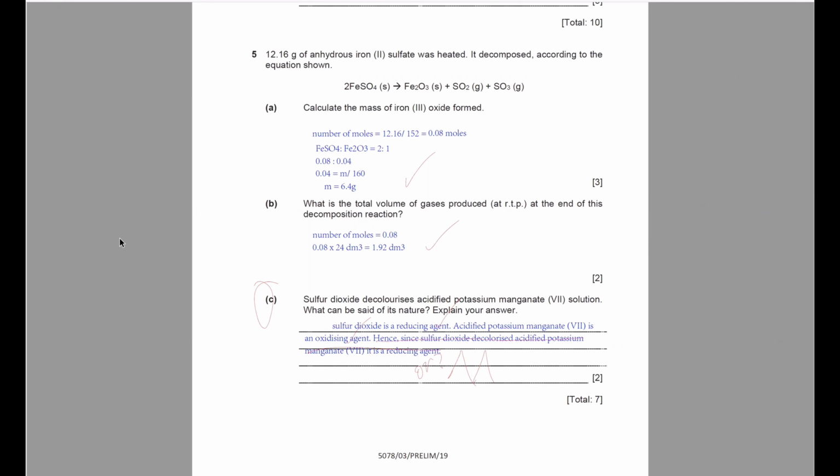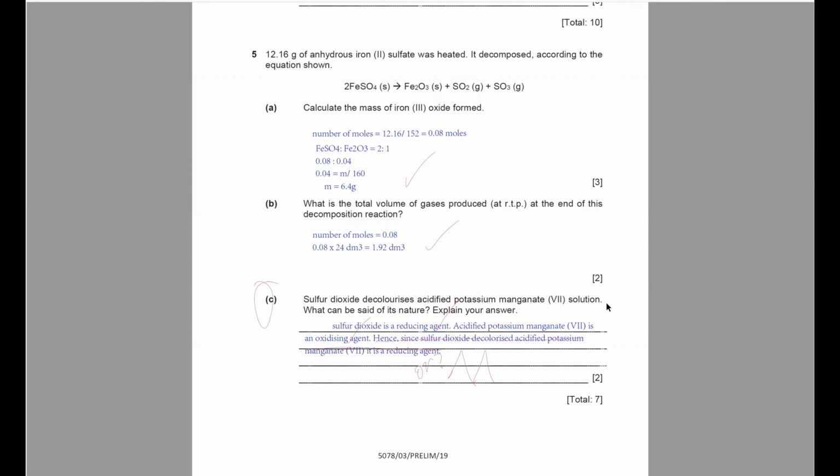I think it's not very legit. You have to first say that potassium manganate is a strong oxidizing agent, or you say that the oxidation state of manganese changes from a certain value to another value, so that it shows that the potassium manganate(VII) has been reduced. Therefore, sulfur dioxide is a reducing agent.